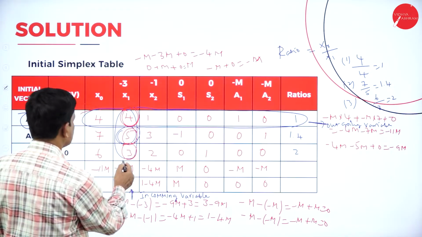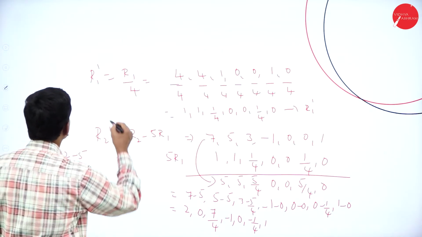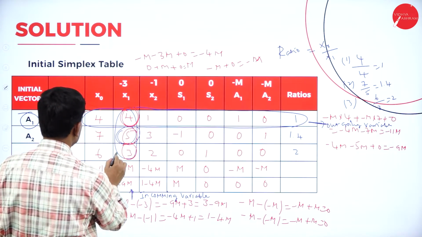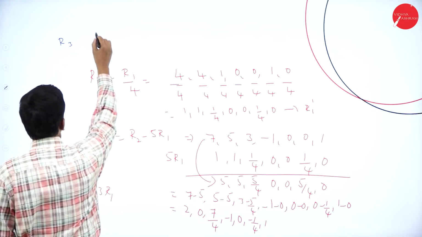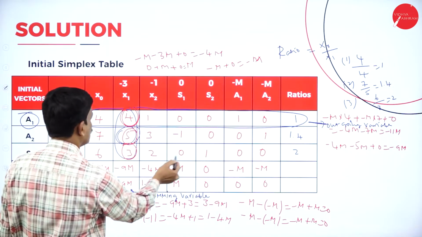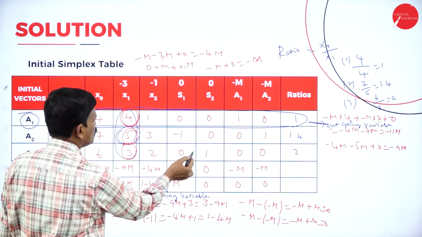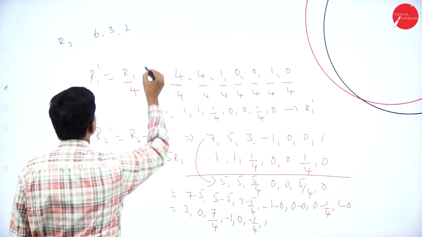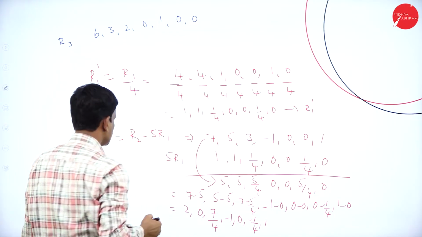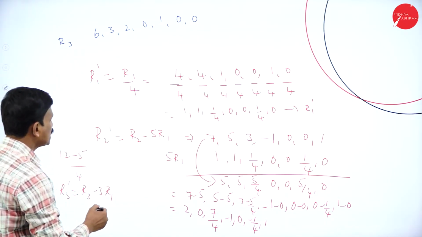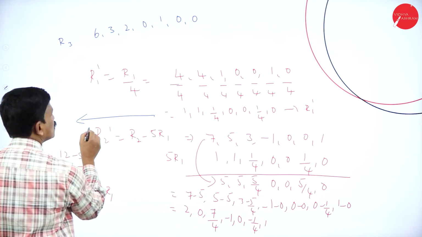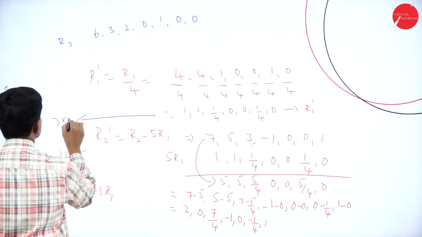The old elements are 6, 3, 2. I will write here the elements of R3. What are the elements of R3? 6, 3, 2, then 0 1 0 0. Now R3 minus 3 times R1. So for this, multiply by 3 times R1.